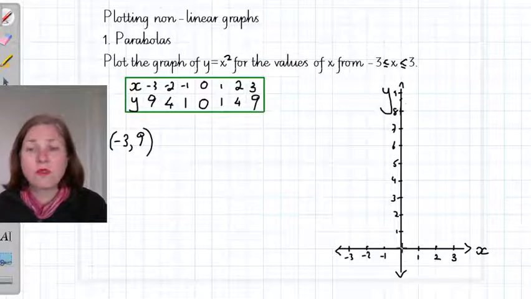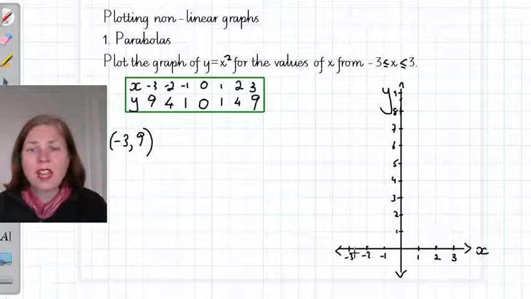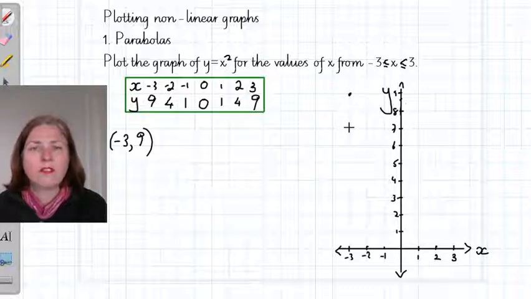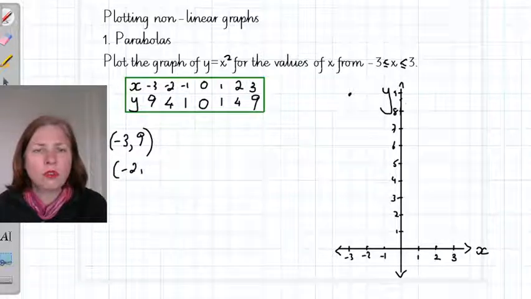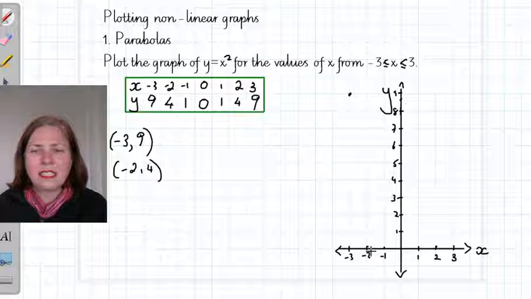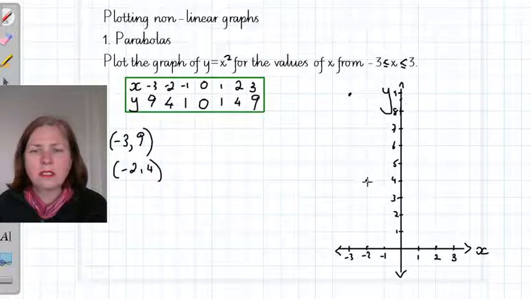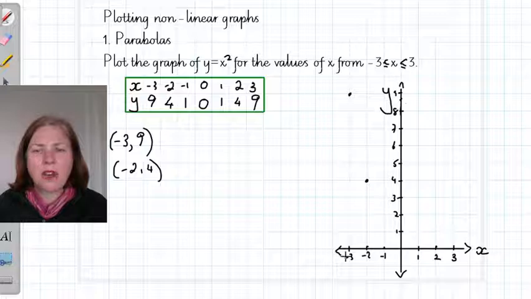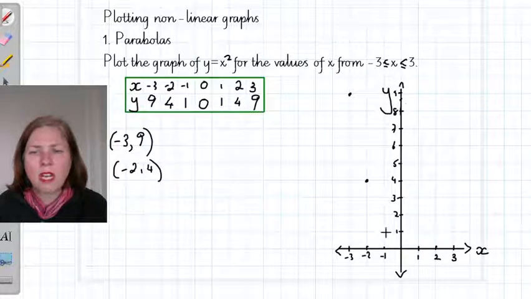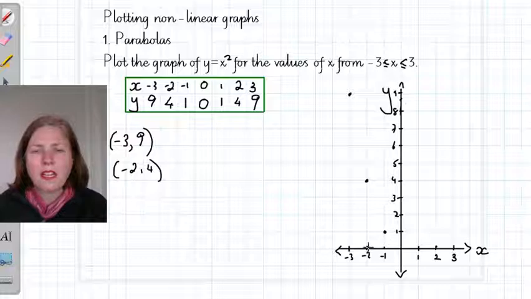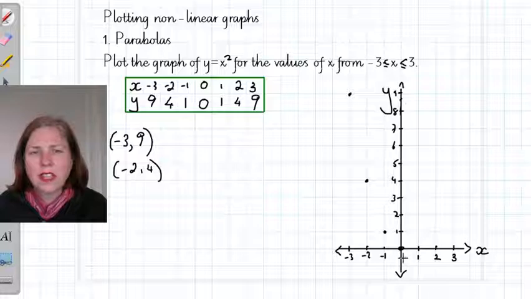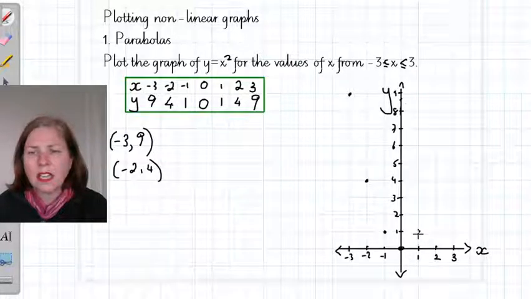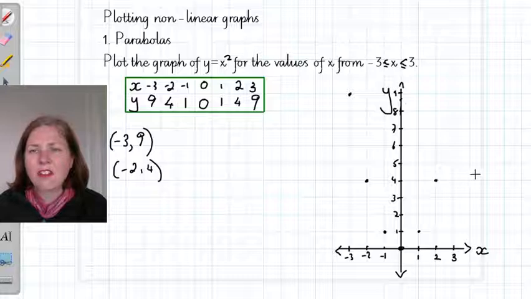So I just plot in the usual way. I go out to negative 3 and then I go up 9, and that brings me to this point here, which is negative 3, 9. I don't need to label it on the graph. My next point is negative 2 and 4. So that's x is negative 2 and y is 4. There it is. The next point is negative 1 and 1. So x is negative 1 and y is 1, and there. My next point is 0, 0. So I put that down here on the origin. Then I've got 1, 1, 2, 4, and 3, 9.